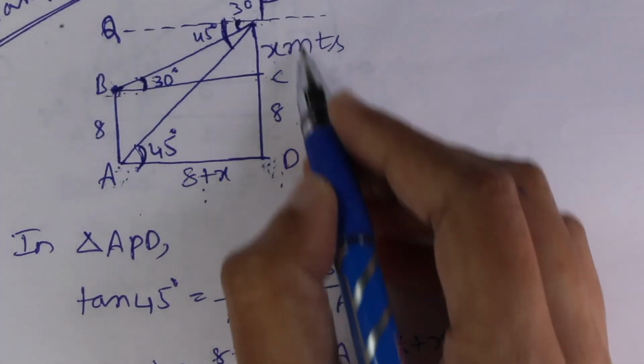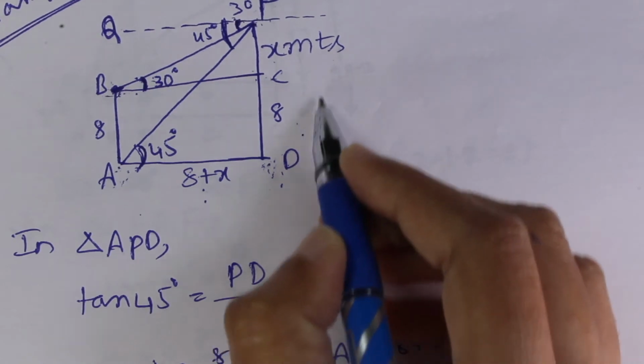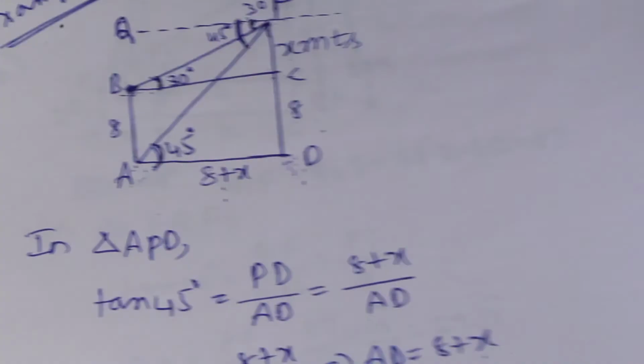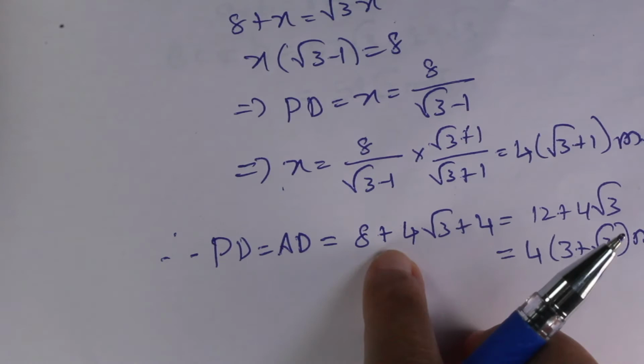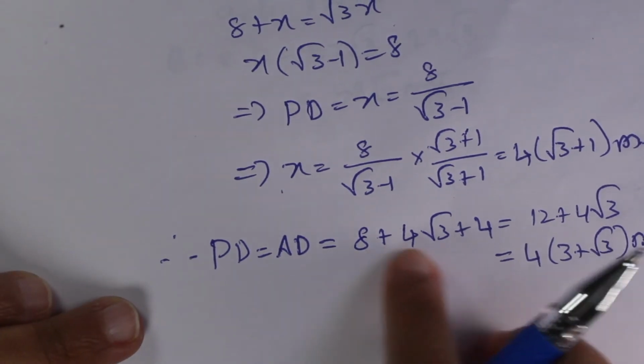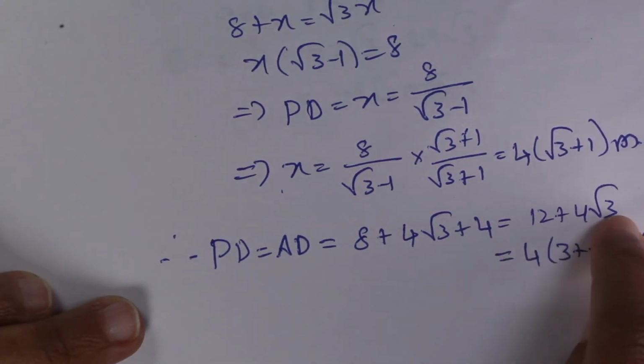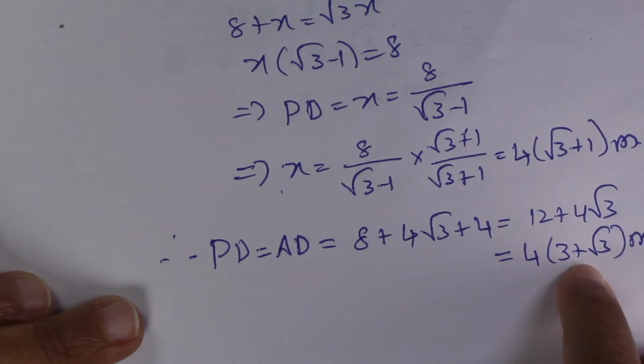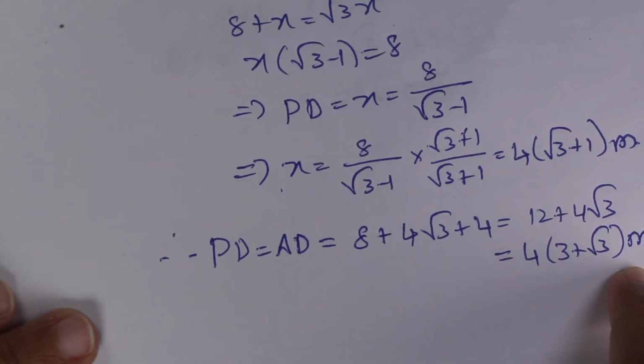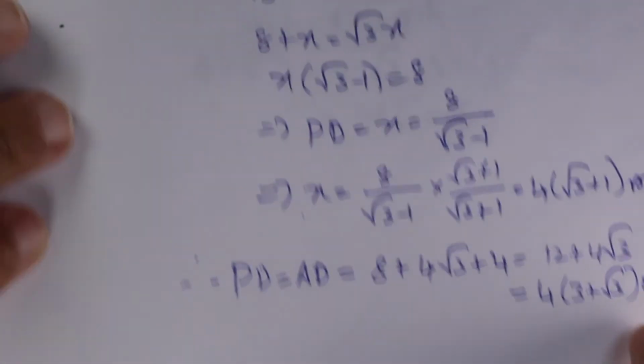Now what will be the height of the multi-storied building? It will be x plus 8 meters. So we have to add 8 to the x. So if we add 8 to the x, 8 plus 4 root 3 plus 4, that is equal to 12 plus 4 root 3, that is equal to 4 into 3 plus root 3 meters. So that is the answer for this problem.